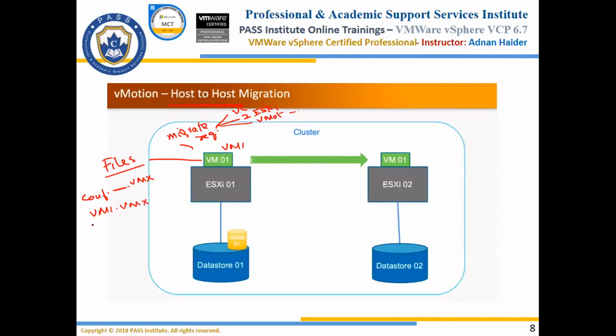And the disk file will be vm1.vmdk. This is the disk file of this VM, and the vmdk file is sitting here in the data store. Other than that, there is a memory file, the vmem file. Then, if it is in the suspended state, there is a suspension file. There are also log files of this VM. So a VM is made up of all these files.